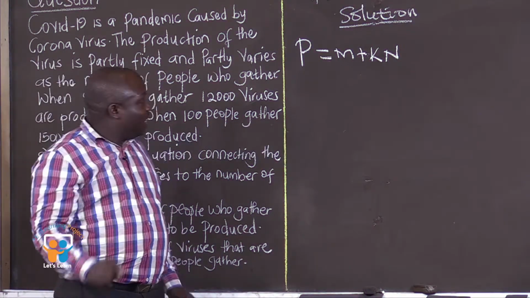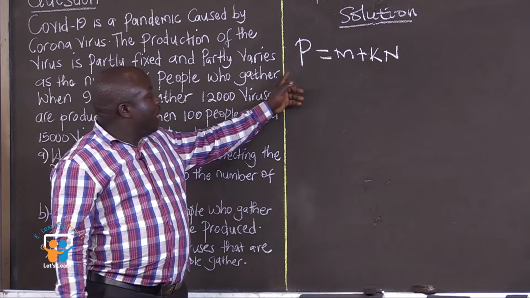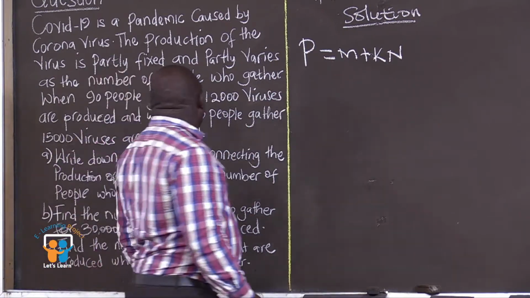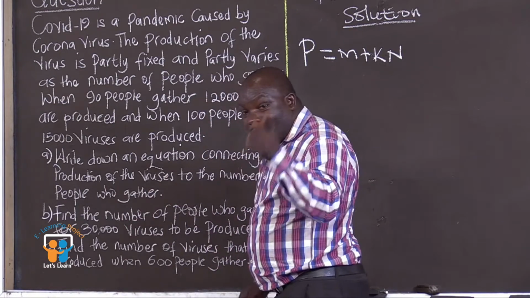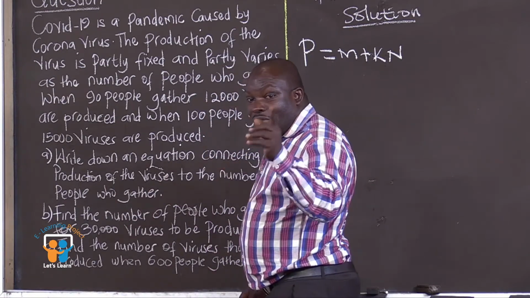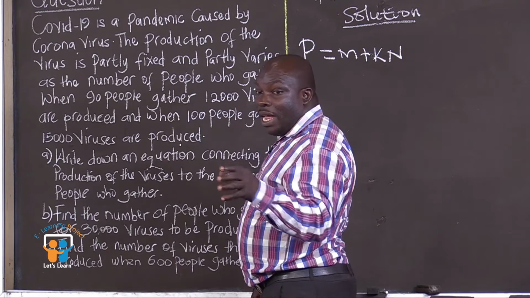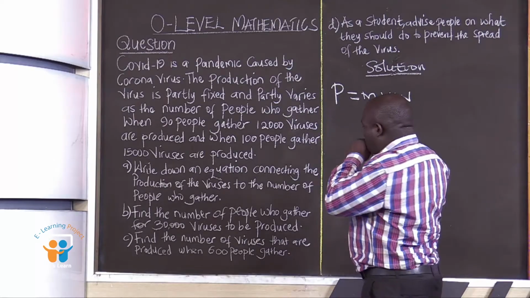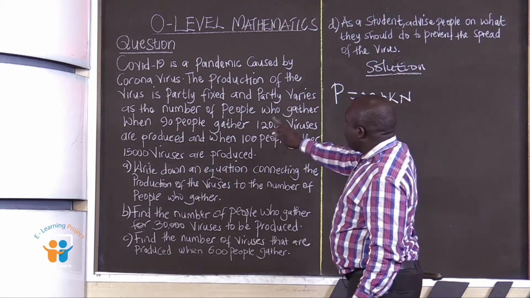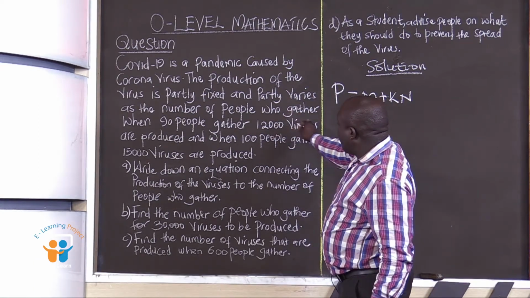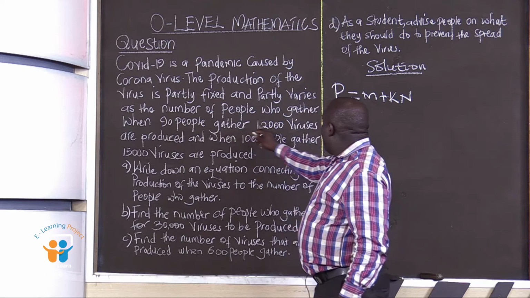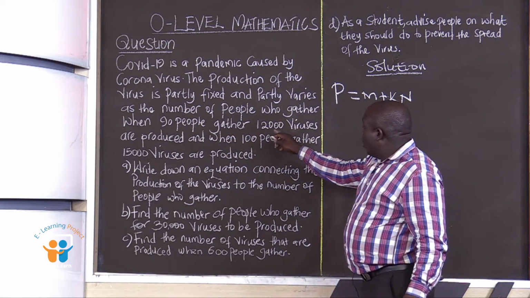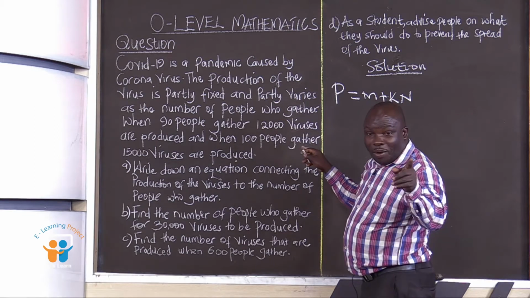Our equation is P equals M plus Kn. But we should not forget the question. We must do whatever we are doing, having in mind our question. They have told us that when 90 people gather, 12,000 viruses are produced.